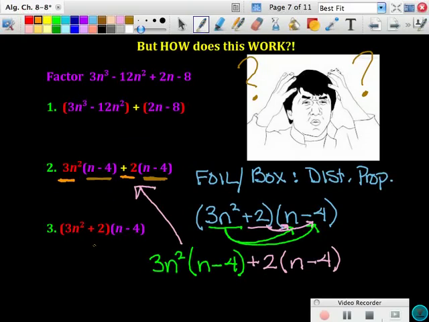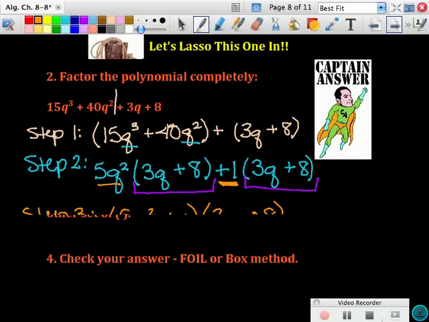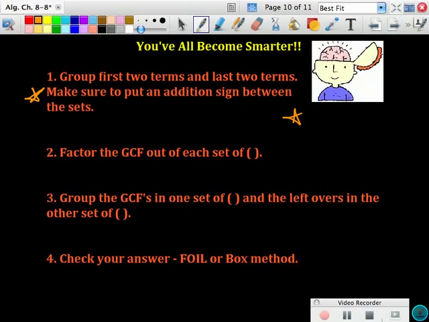If the terms have nothing in common, their GCF is 1.